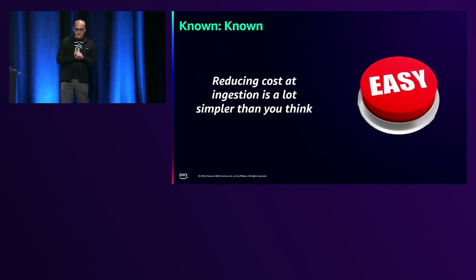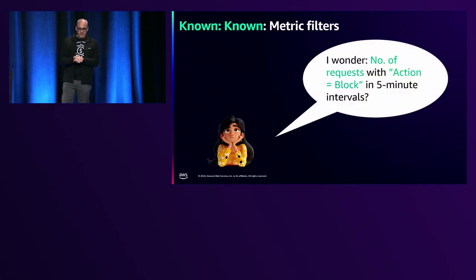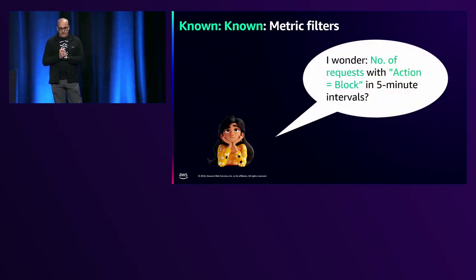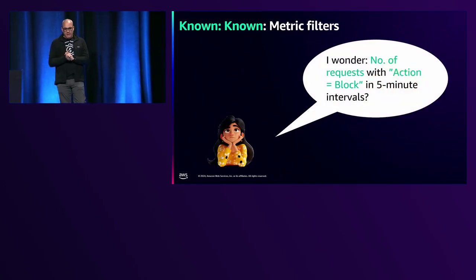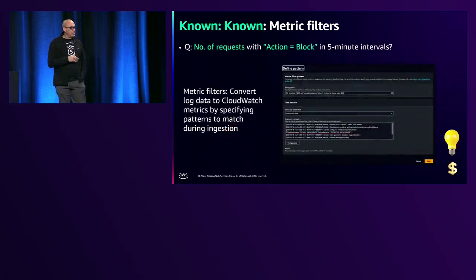All right, the next one, yeah. Let's go to the first question. How do we tackle this? So you're looking in the logs for actions equals block, right? And we want to know how many of those in 5-minute interval are happening for whatever period we're specifying, right? To address that, we can use metric filters.